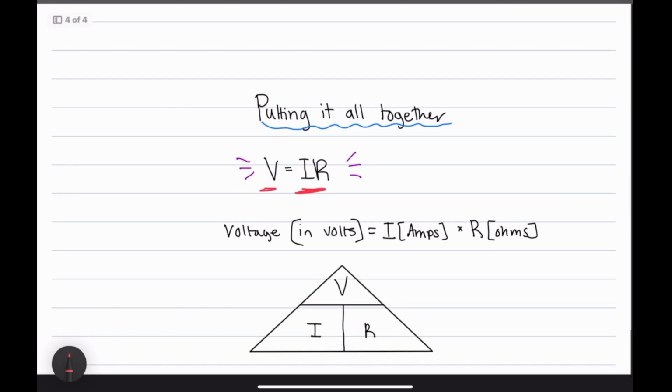And as we can see here in this little triangle, it's the same thing like D equals MB when you learned in your original physics classes. You can change them around. You could do R equals V divided by I, etc. So if you know two of these, you can find the third. So that's pretty simple. That's voltage, current, and resistance in under 10 minutes, and as simply explained as I can with our example using water.